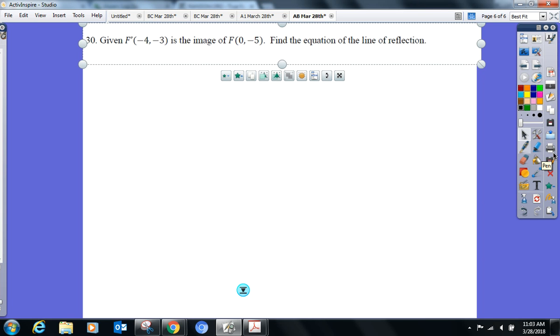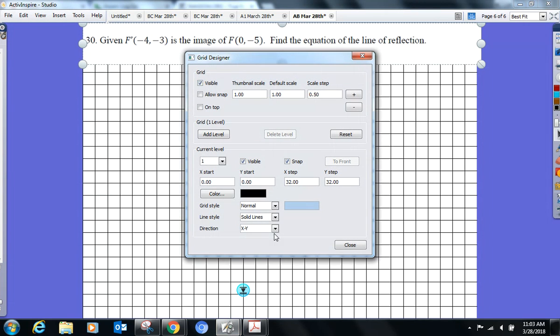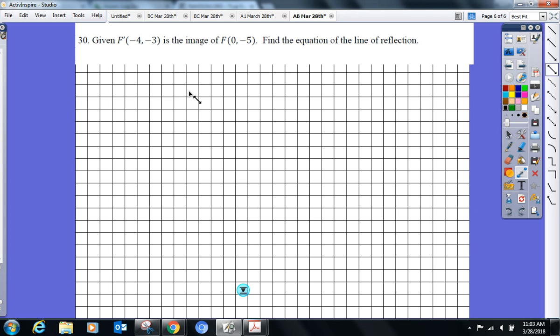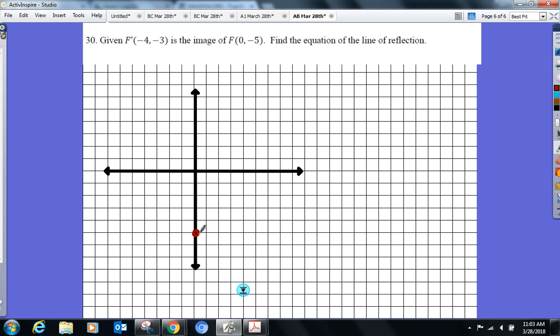Okay, let me get a grid up here. All right, so (0, -5) is point F, and (-4, -3) is point F prime.